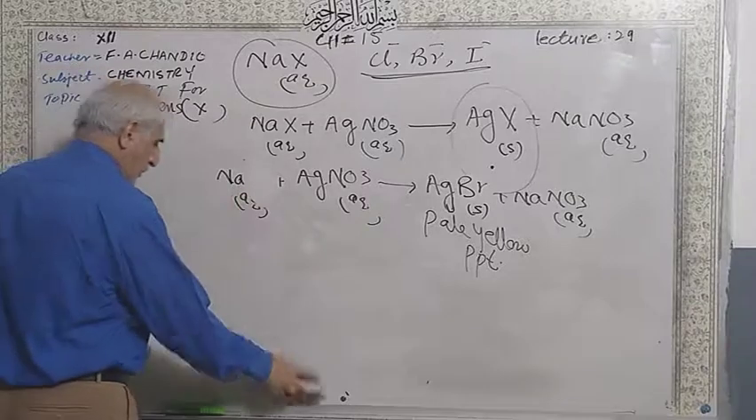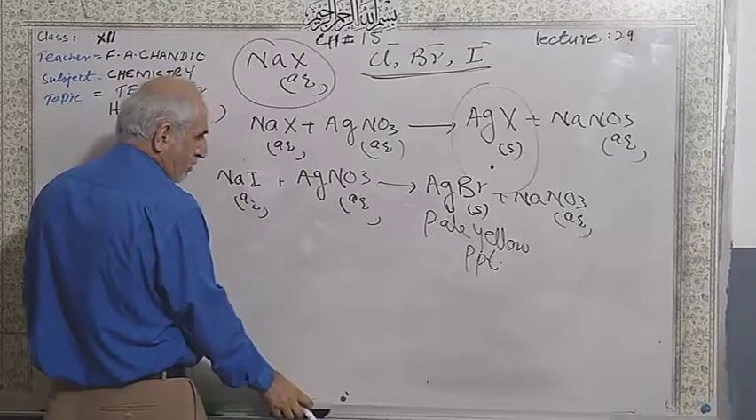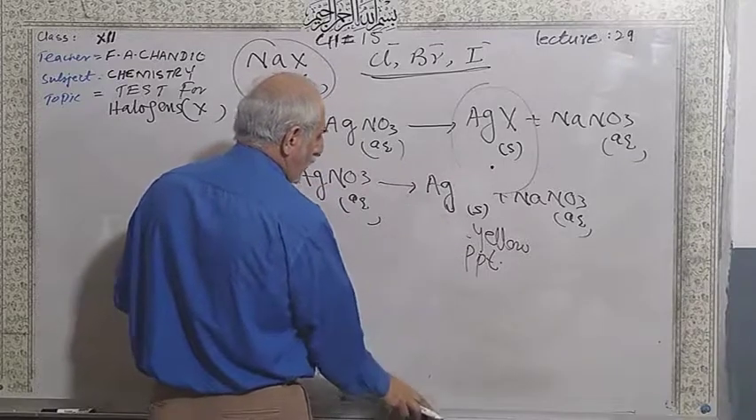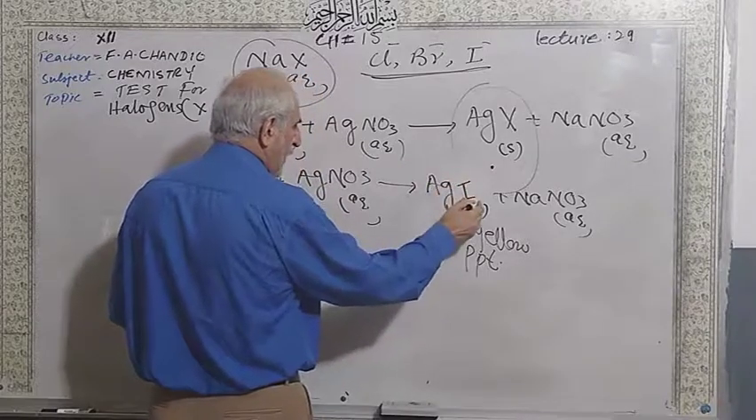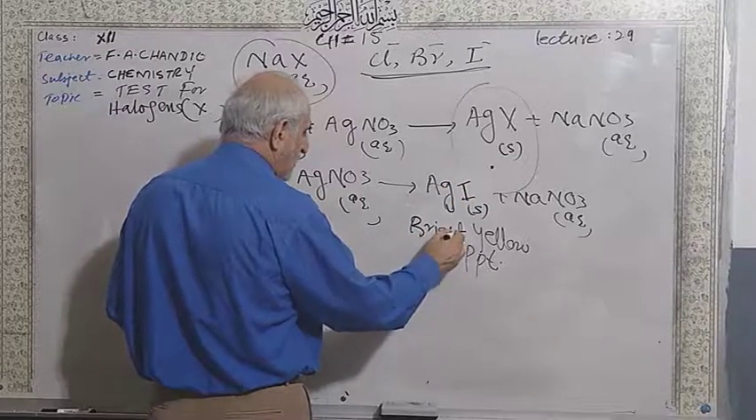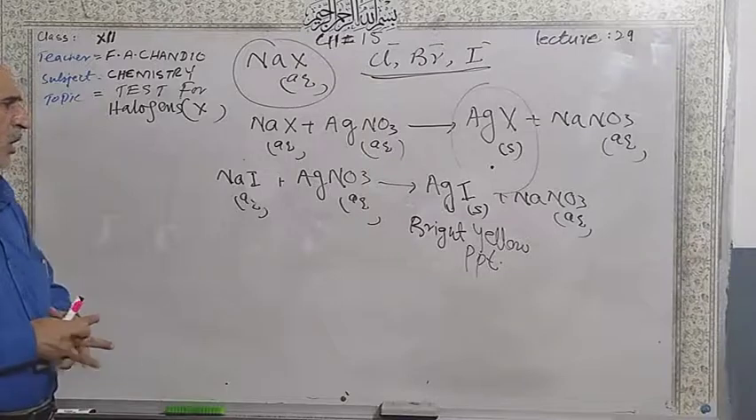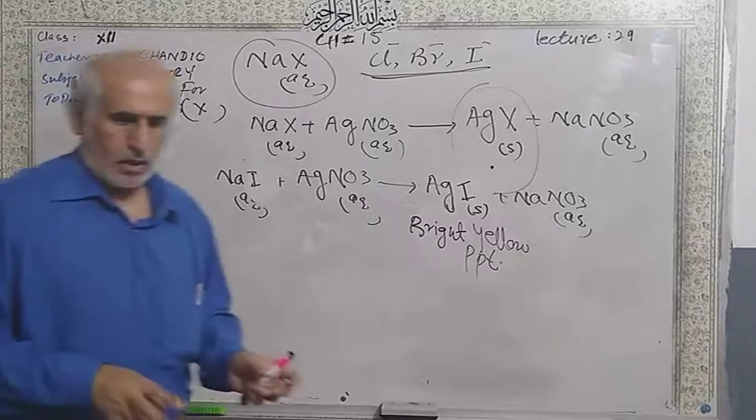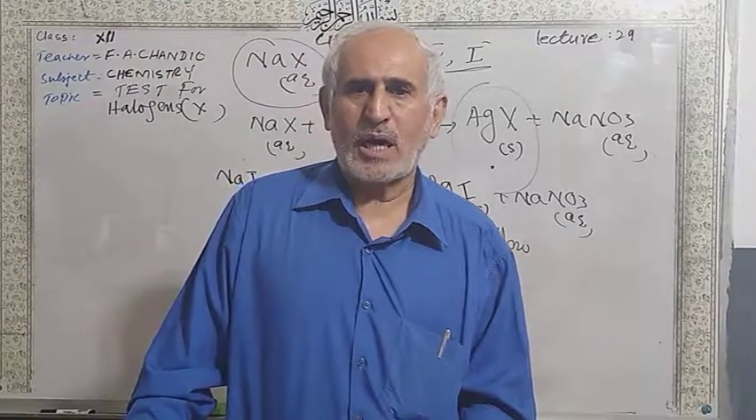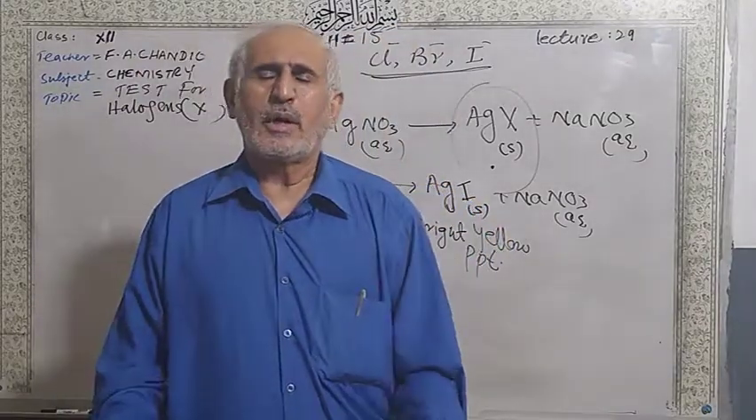So if the Lassaigne solution contains iodide, sodium iodide, a precipitate of silver iodide is formed, which is bright yellow. A bright yellow color of the precipitate confirms that the organic compound contains iodine. So students, a deep, bright yellow color is going to be formed.